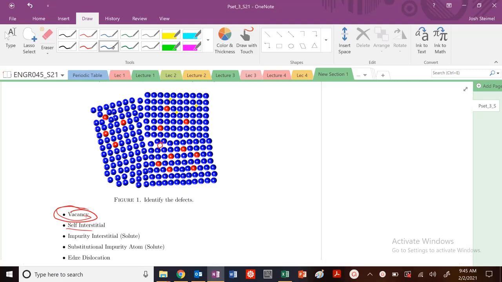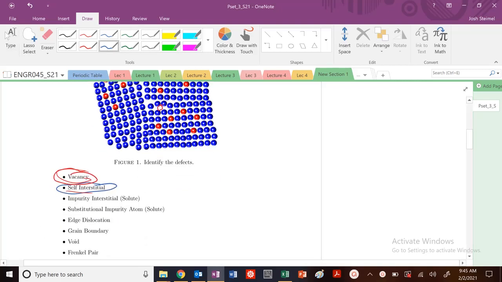So then let's change color. How about a self-interstitial? Let's go ahead. Can we find any self-interstitials here? Actually, it's kind of hard. Really, I don't see any self-interstitials here. So we're going to say no self-interstitials.